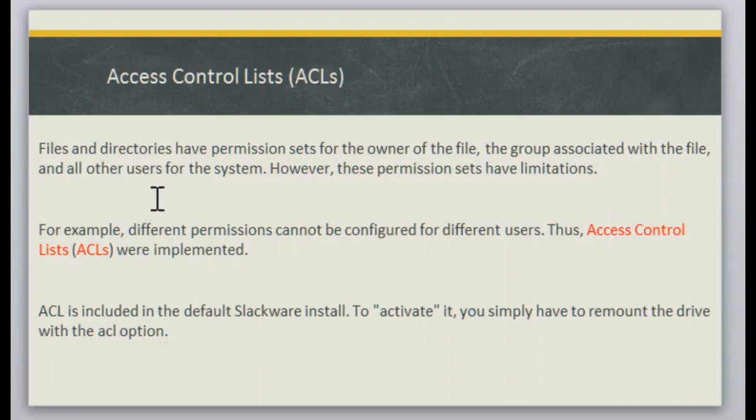So files and directories have permissions set for the owner of the file, the group associated with the file, and all other users for the system. However, these permission sets have limitations. For example, different permissions cannot be configured for different users. Thus, access control lists will be implemented. So ACL is included in the default Slackware install. So to activate it, you simply have to remount the drive with the ACL option. Okay.